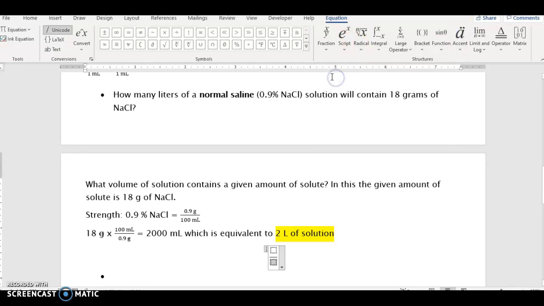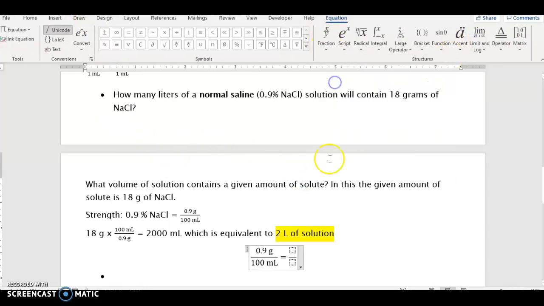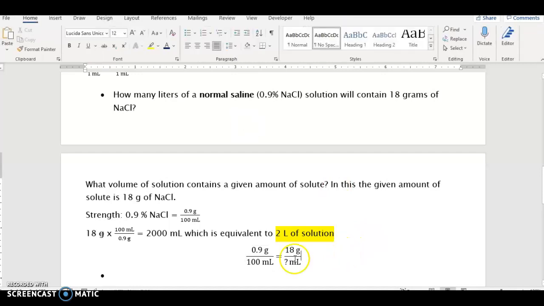When you convert a percentage to a fraction, the number that comes before the percent symbol goes in the numerator, and then you have 100 in the denominator. Let's include the units there. The volume of solution is in milliliters, 100 milliliters, and the amount of solute, 0.9, is in grams. That's one side of our proportion. On the other side, we're given the amount. The given amount is 18, the given amount of solute, so that's going to go on top of the other fraction. We're looking for the unknown amount of solution.